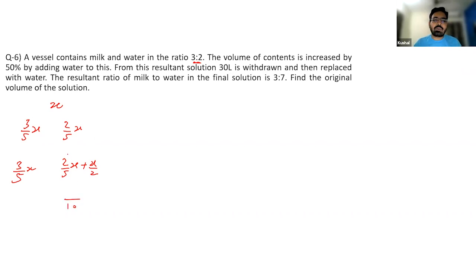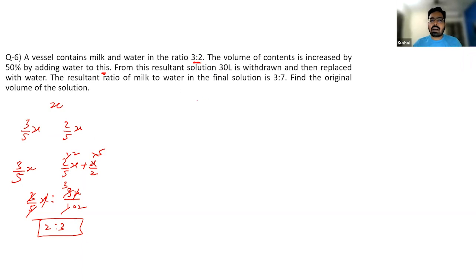So if I take 10 over here, it will be 2, it will be 5, so 9x, and this should be 3 by 5x. Again, if I take the ratio, x will get cancelled out: 5, 2, 3. So you will get 2:3 as milk is to water as the solution after this step, right? Now go further. From this resultant solution, 30 liters is withdrawn.